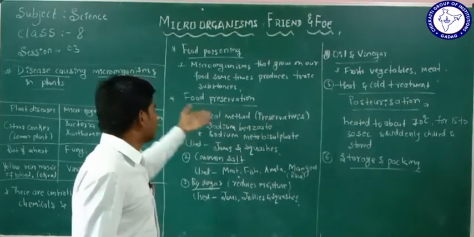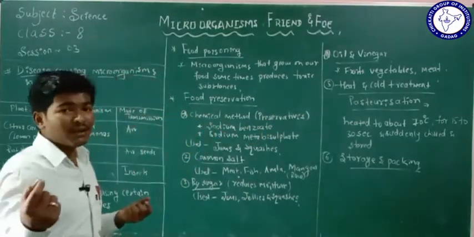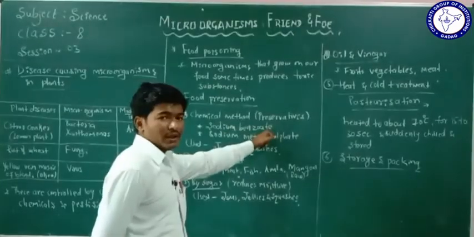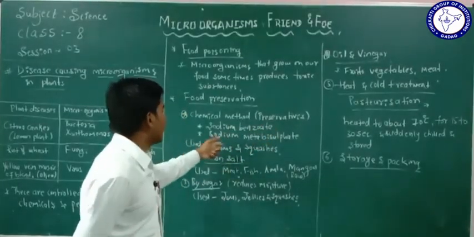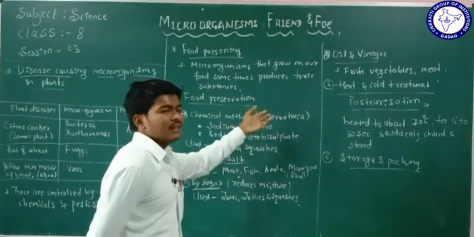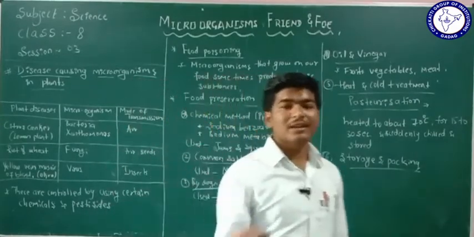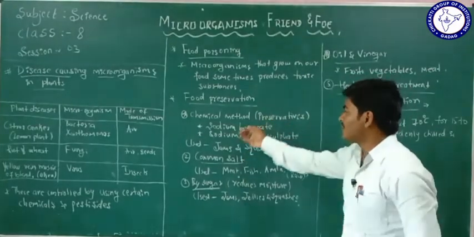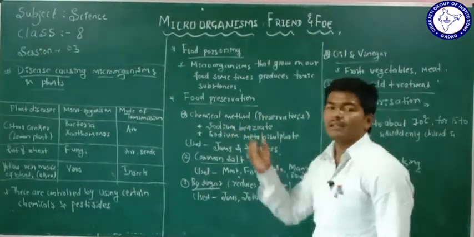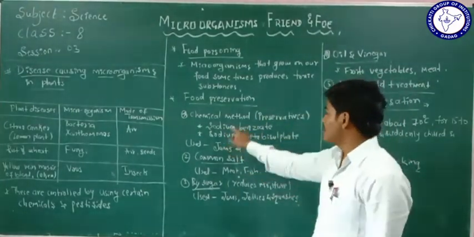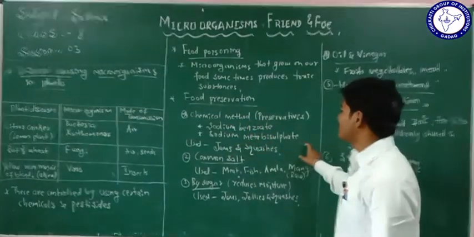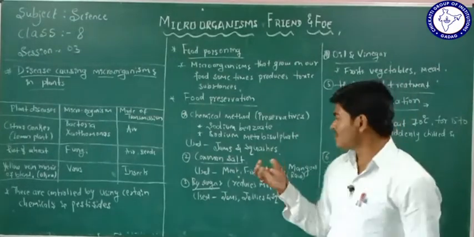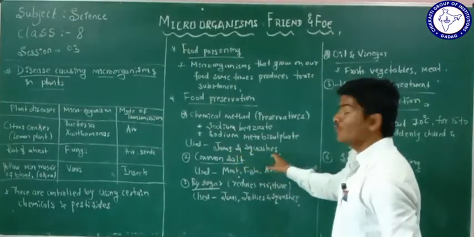Have you understood? One of the chemicals used for the preservation of food here is sodium benzoate, and sodium metabisulfate. These are the two chemicals used in preservation of food. Under the chemical method, the two chemicals used for the preservation of food are sodium benzoate and sodium metabisulfate. So in which foods do we use them? In jams and squashes.